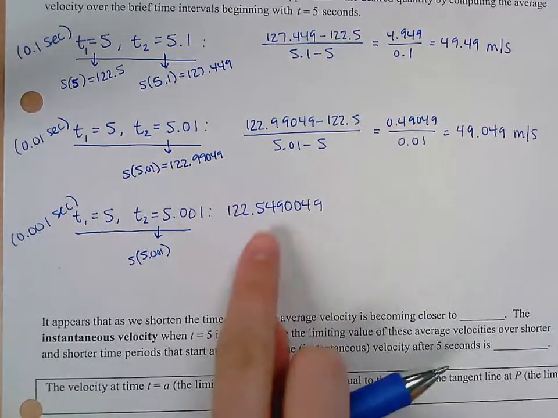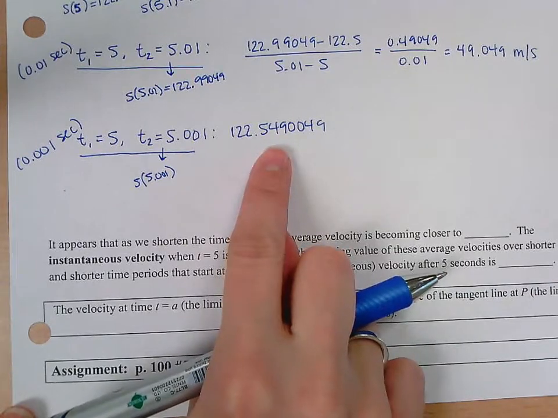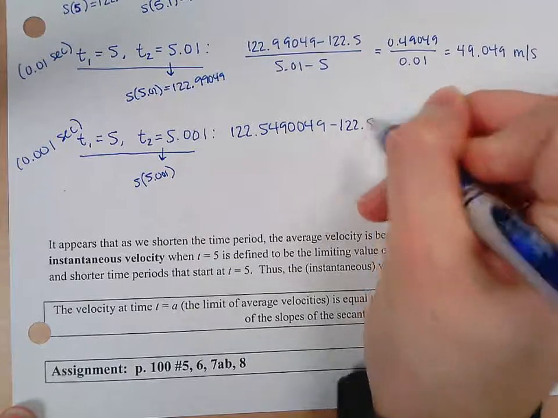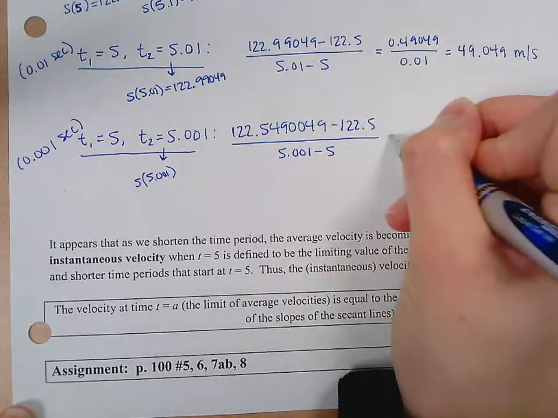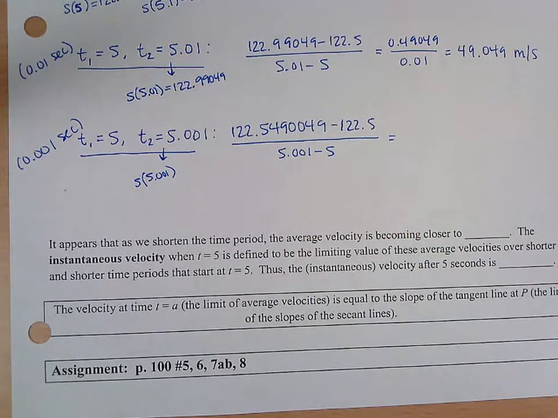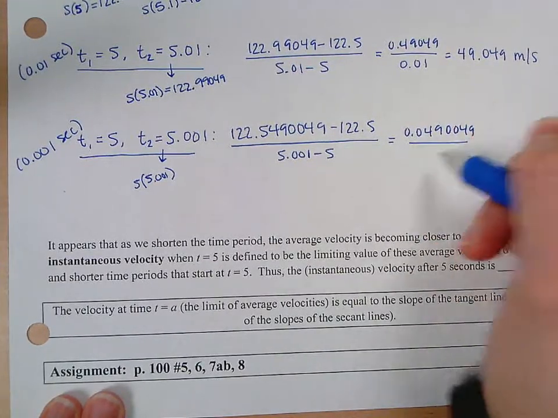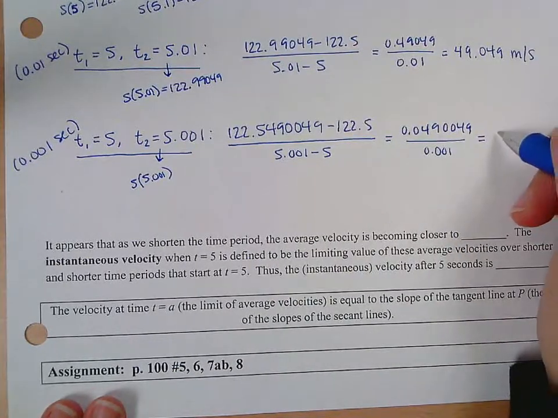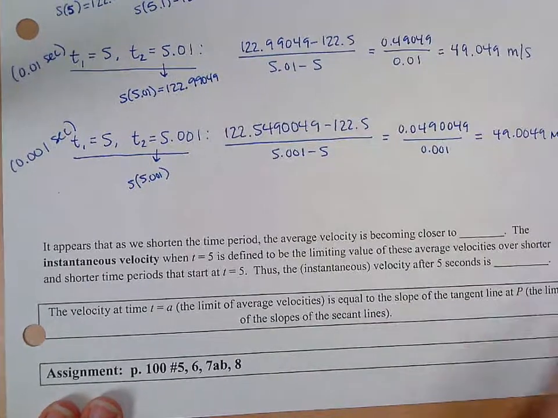This is the position at 5.001. So again, I kept all the decimal places: 122.5490049 minus 122.5 over 5.001 minus 5. So we have 0.049049 for the displacement over 0.001 for the change in time. So that'll give us 49.0049 meters per second.